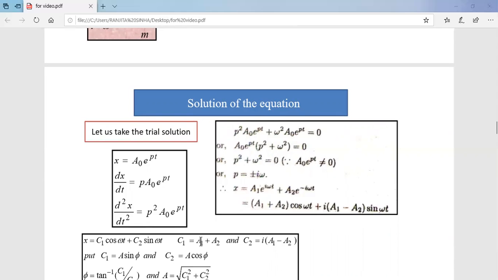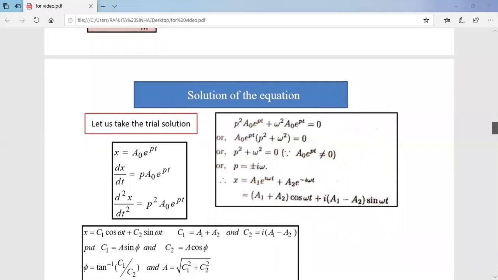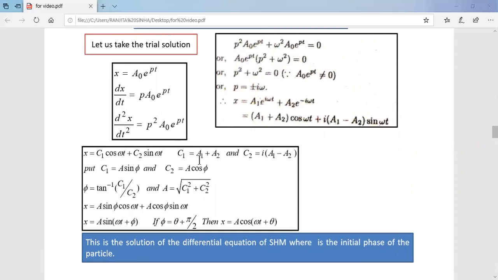Now what we are doing here, we are putting c1 equal to a1 plus a2 and c2 equal to i (a1 minus a2). So ultimately x equal to c1 cos omega t plus c2 sin omega t. Now again, we are putting c1 equal to a sin phi and c2 equal to a cos phi. Putting that in this equation, we get a cos omega t as it is, and c2 equal to a cos phi. Now ultimately we are getting x equal to a sin (omega t plus phi).